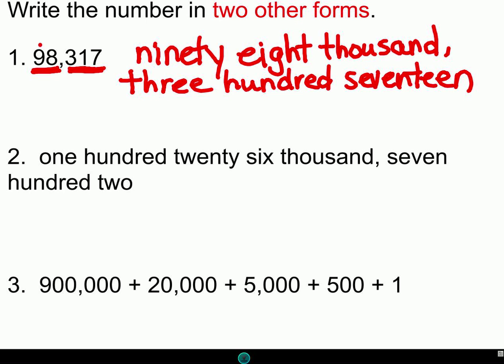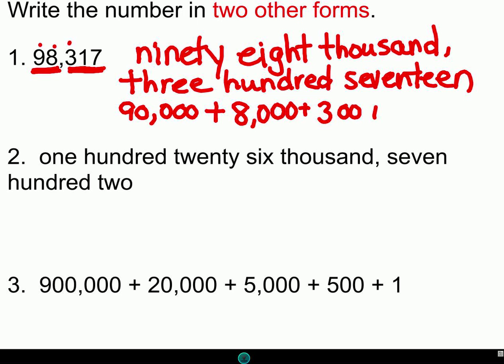So value of the 9, 90,000. Plus, move on, value of the 8, 8,000. Then I move on, value of the 3, 300. Value of the 1, 10. Value of the 7, 7. And there we have word and expanded form.